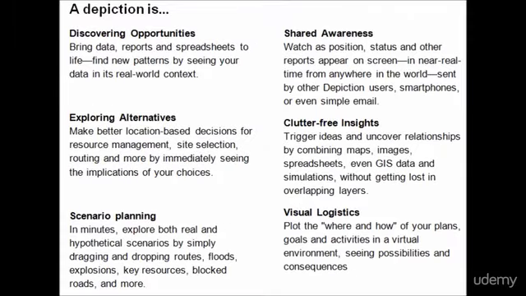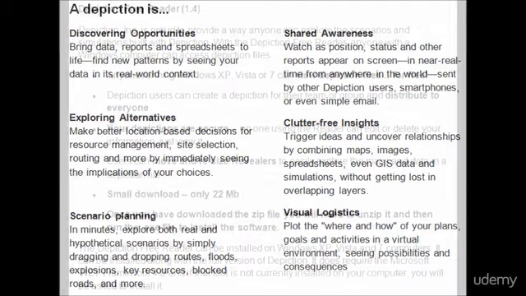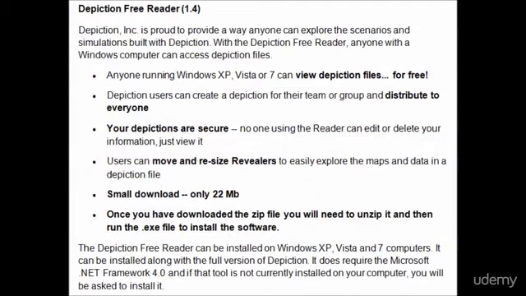Here are some of the things you can use Depiction to do. Discovering opportunities that are available to you, exploring alternative routes and means and processes, scenario planning, trying to sort out what you're going to do, shared awareness, clutter-free insights, and visual logistics. All of these things are available to you.